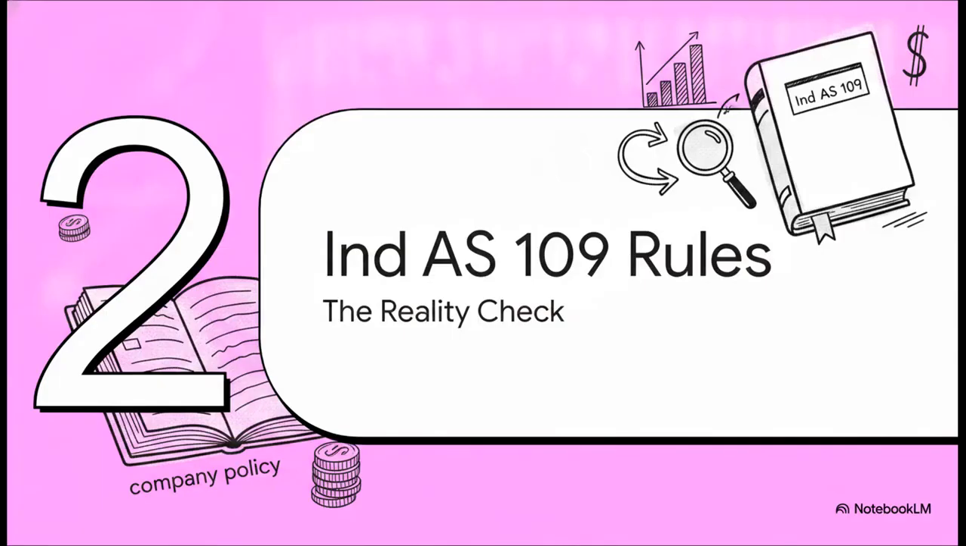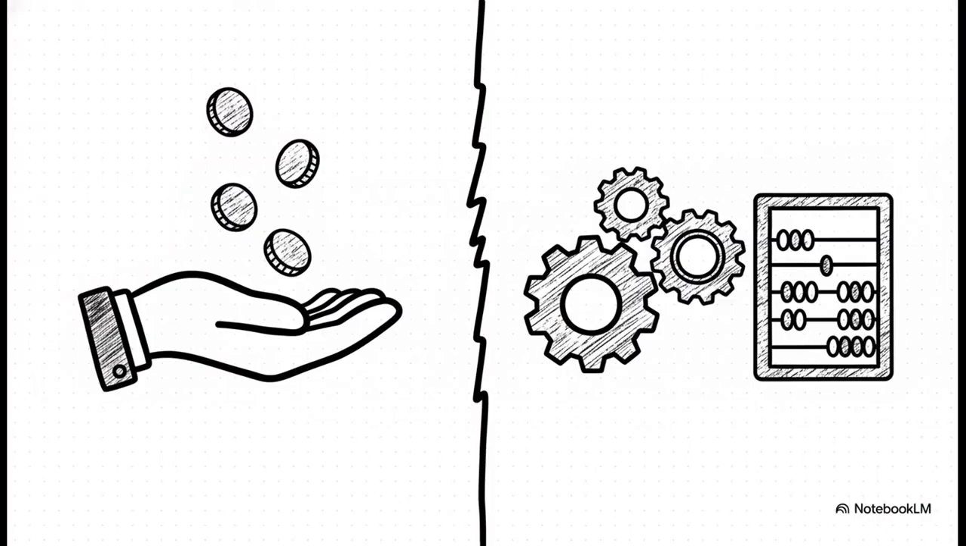Section 2. Unpacking Ind AS 109 rules, the reality check. Let's hold that company policy up against the actual rulebook, Ind AS 109. You can see the glaring contrast right here. The company wants to lean on prudence to wait until cash is actually received. But Ind AS 109, specifically paragraph 5.4.1, is crystal clear.